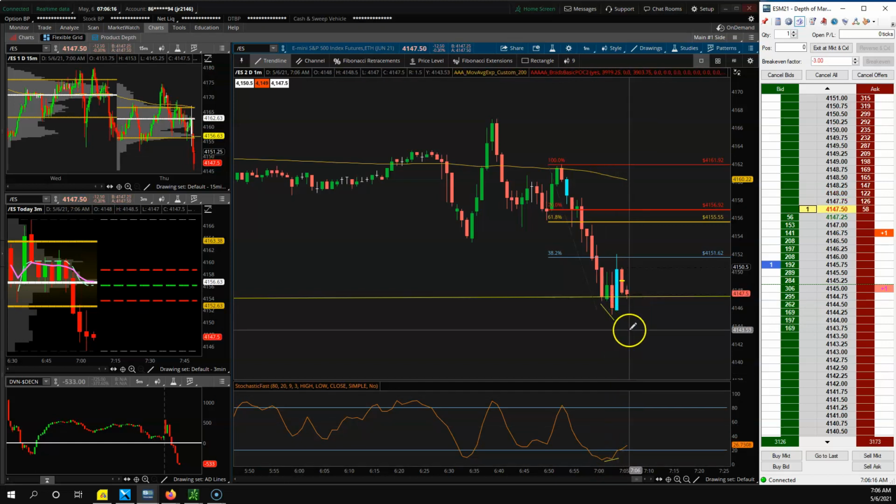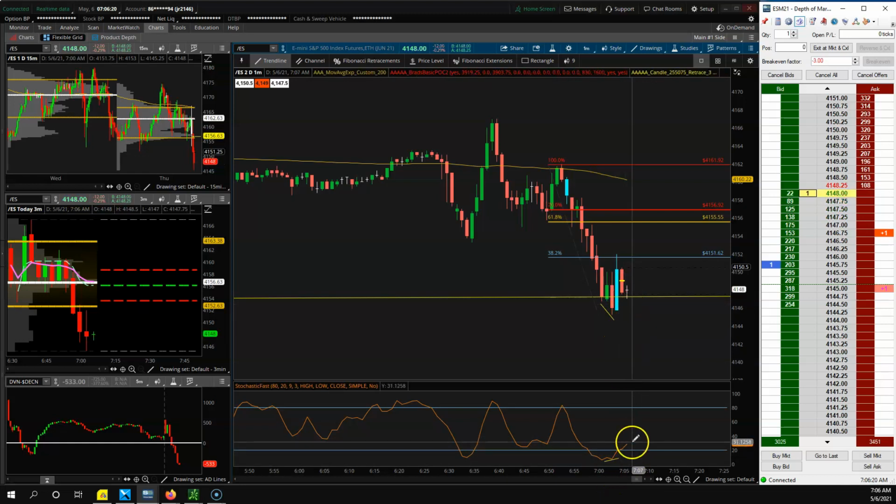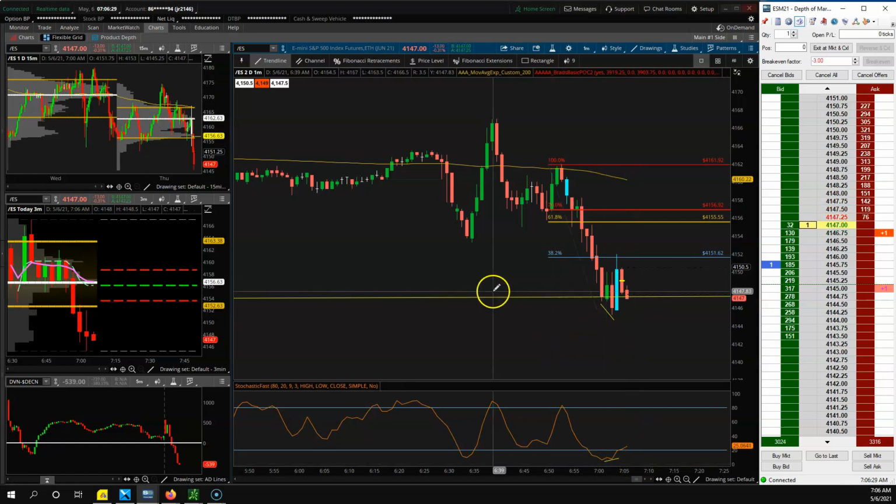I kind of like this down move right now, because watch our stochastics. As we're moving lower, stochastics are really not falling, right? They're not pointing lower. Not saying that can't change, but let's see if we can get some type of a little bounce right here.